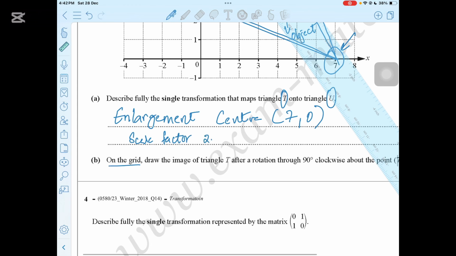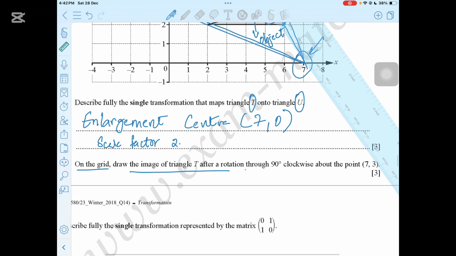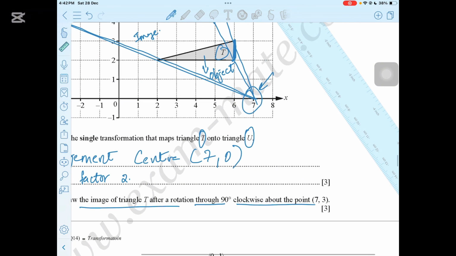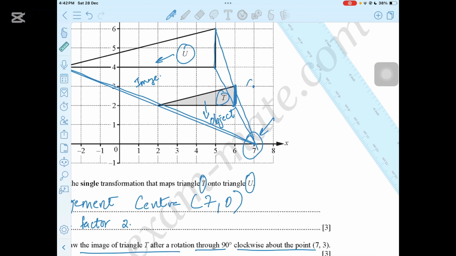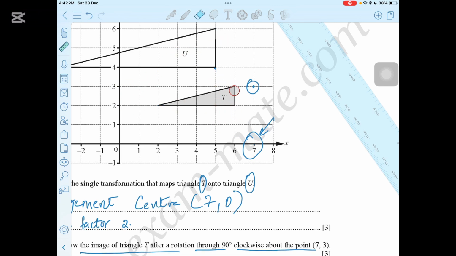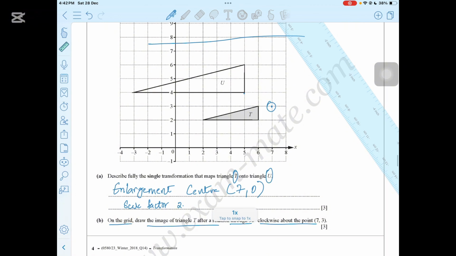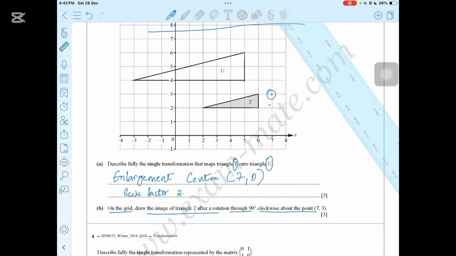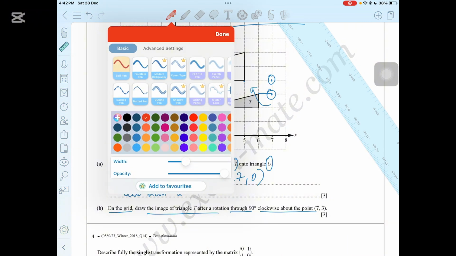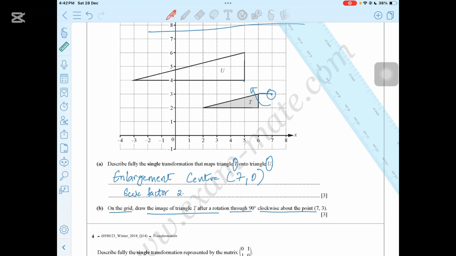On the grid, draw the image of the triangle T after a rotation through 90 degrees clockwise about the point 7,3, right? So this is the point and we have to rotate it. So let's just remove all of this. We have to rotate the triangle T 90 degrees clockwise. So the clockwise would be something like this, right? So this point in clockwise 90 degrees would be this point. This is the image. Let's just take a different pen for the image. This is the image, right?